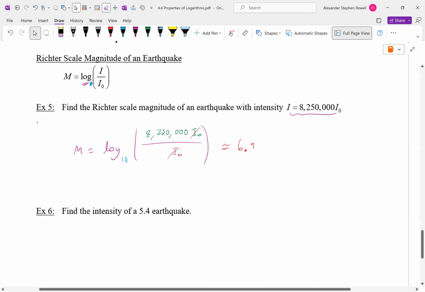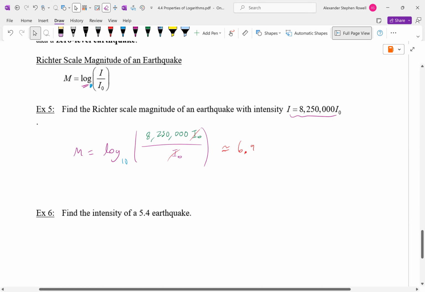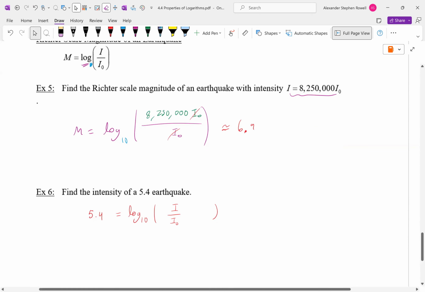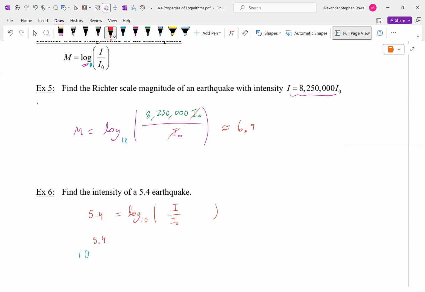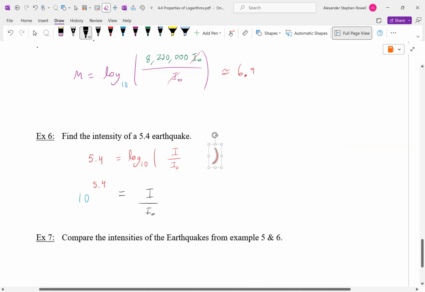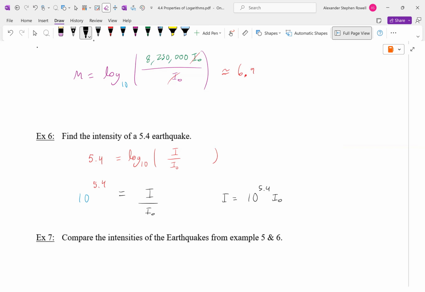It's pretty bad. Okay, find the intensity of a 5.4 earthquake. So instead, now I'm saying the magnitude 5.4 is equal to log base 10 of I over I naught. So I convert this to exponential form and it would be what? 5.4 is equal to I over I naught. So I multiply both sides by I naught, and I get I is equal to 10 to the power of 5.4 I naught, which is what?